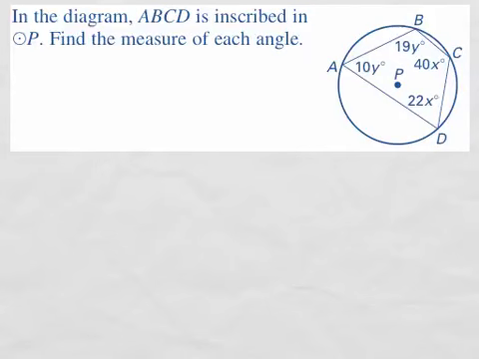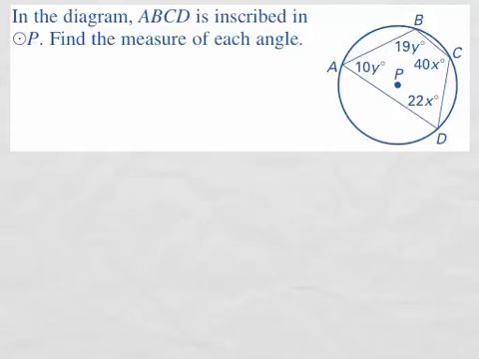This next example says in the diagram, ABCD is inscribed in circle P. Find the measure of each angle. In this case, when I look at my opposite angles, angle A and angle C would be opposite, and angle B and angle D are going to be opposite. I know that when I add the sum of my opposite angles, they need to equal 180 because this quadrilateral has been inscribed in circle P, meaning all four angles are on the circle.